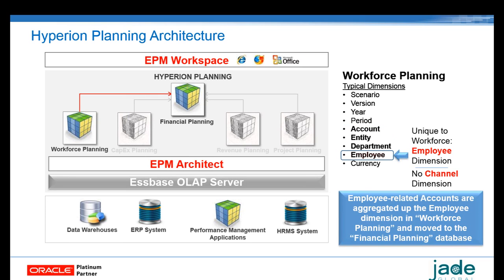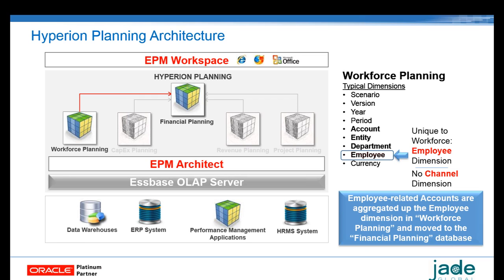Now let's focus on workforce planning and its application and its typical dimensions. They're similar to your P&L, but in this situation, you now have a dimension called employee. And in this newer version, they actually added a new dimension for job. It's unique to workforce planning, and it is an example here of, you can see there's no channel designation due to the nature of the people data.